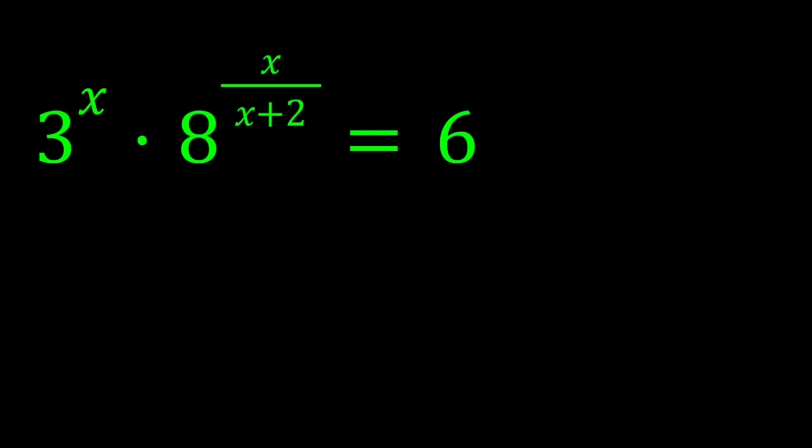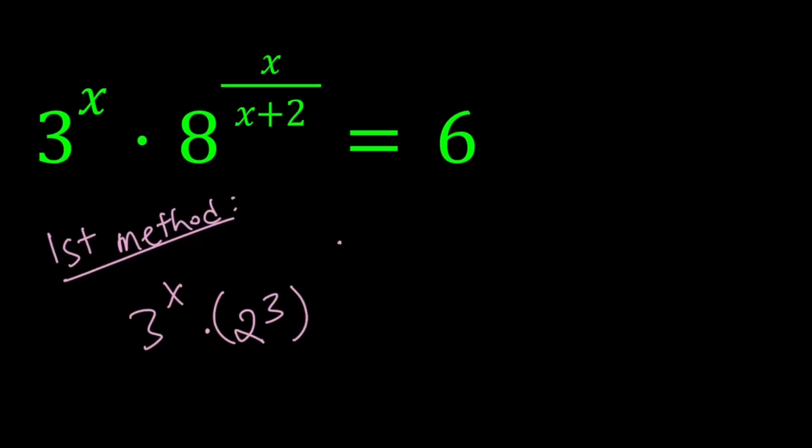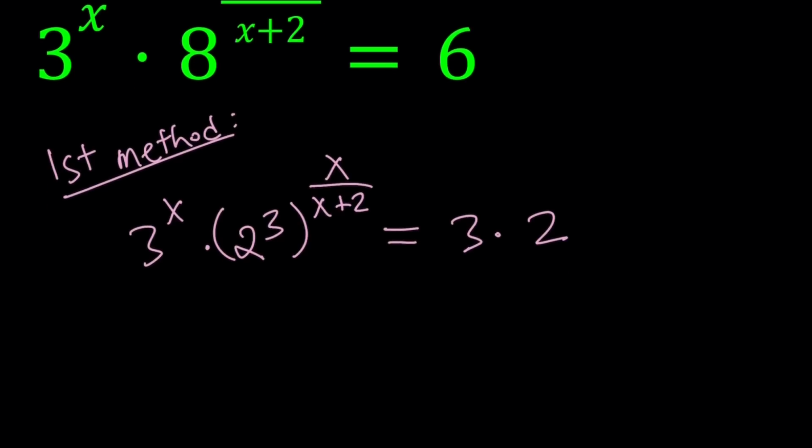The first method is going to be kind of separating the powers. So I want to go ahead and write the 8 as 2 to the third power and then raise it to the power x over x plus 2, and write the 6 as 3 times 2. Obviously, I'm not going to just say, hey, 3 to the power x equals 3, so x equals 1, because that's not going to work. But I will put the powers of 3 on the same side and the powers of 2 on the other side. Let's do it and see where that takes us.